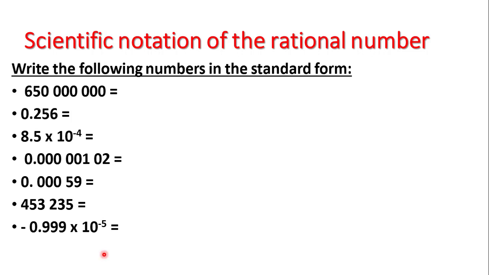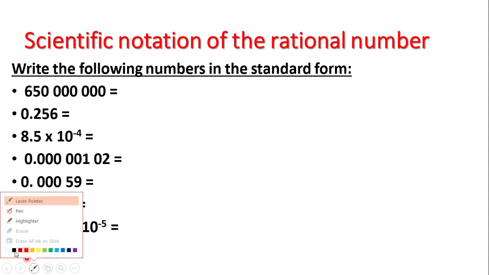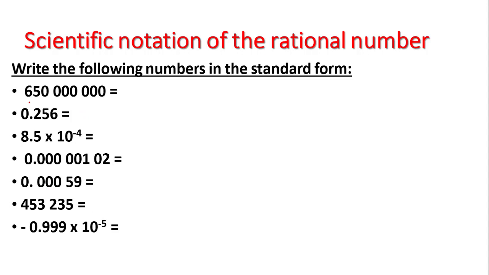The first one, standard form. What do you mean by standard form? Standard form means only one digit to the left of the point. So I want, this is the decimal point here, okay? I want the decimal point to be here. So I move it from here to here. So how many places? 1, 2, 3, 4, 5, 6, 7, 8.